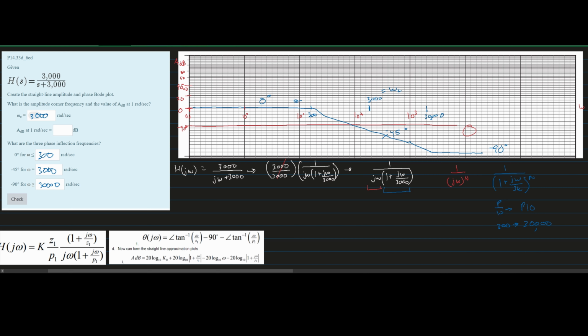And then the A dB is 1 rad per second, and we're going to plug this into here. We're going to say that we have 20 log 10 of our K naught, and we know that our K naught is just 1. That's because our K naught is the 3,000 over 3,000, and that makes it a 1. And so plugging this into a calculator, we don't even need to, because the log base 10 of 1 is just 0. And that's how we would fill out this problem.